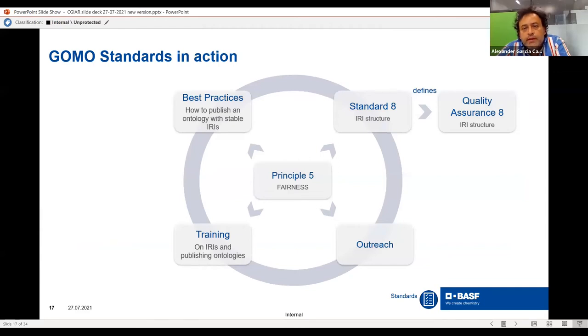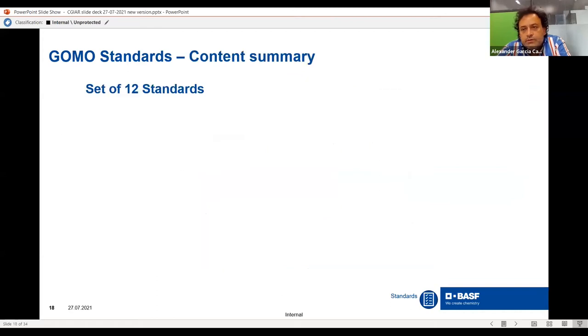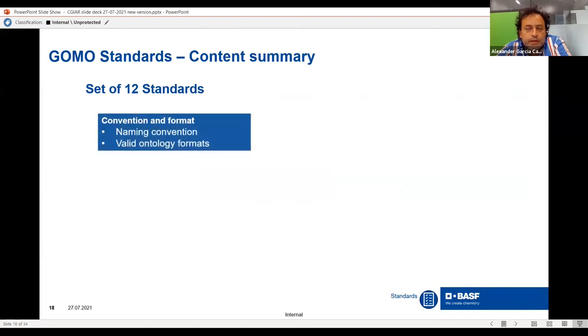Let's go back to this principle: FAIR ontologies must be FAIR. So the standard states what the structure is, and by way of the standard, we also have the corresponding quality assurance method. So whoever wants to test that only has to run the corresponding workflow. Up to this point, we have a set of 12 standards.